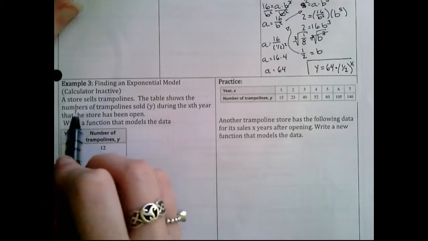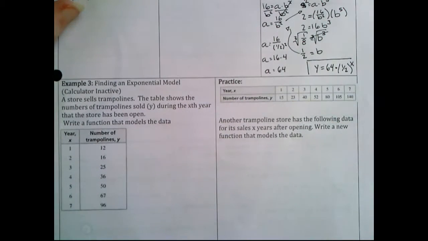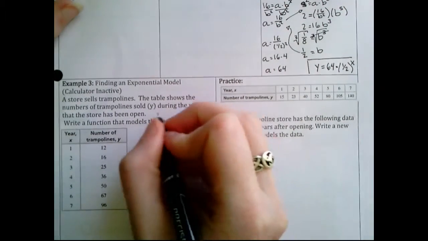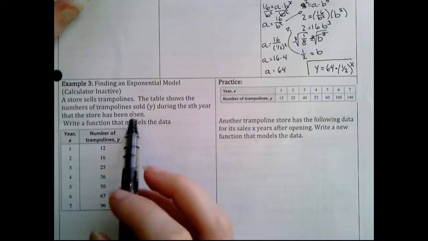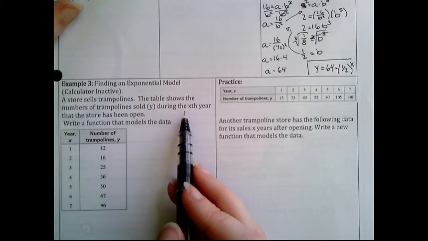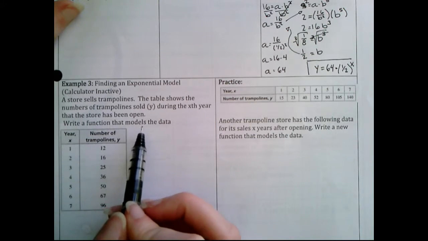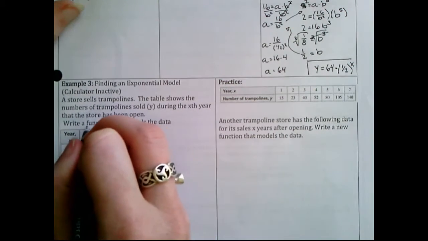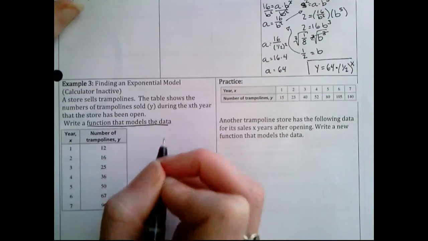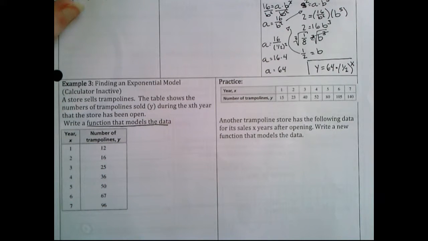So, a store sells trampolines. It's going to be a common theme of our notes for this next week. And it says this table shows the number of trampolines sold, that's our y value, during the xth year that the store has been open. Write a function that models the data. So if I want to write a function that models the data, first thing I need to figure out is what type of function would actually model this.